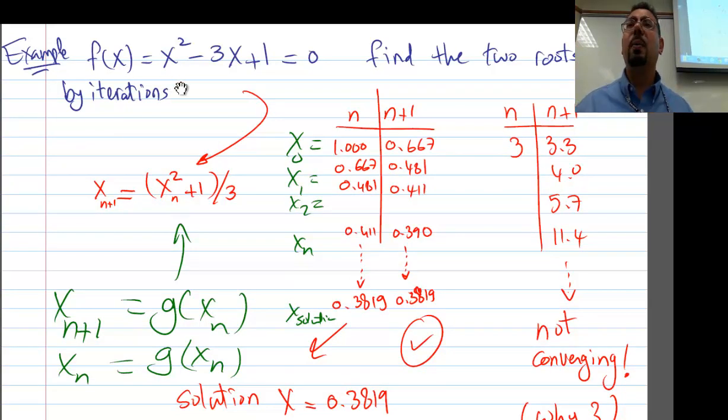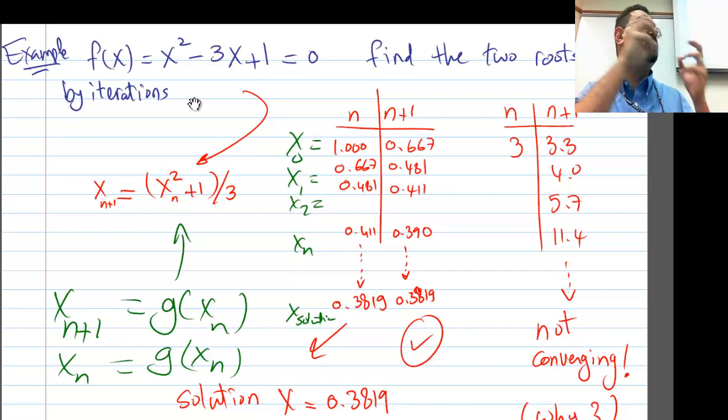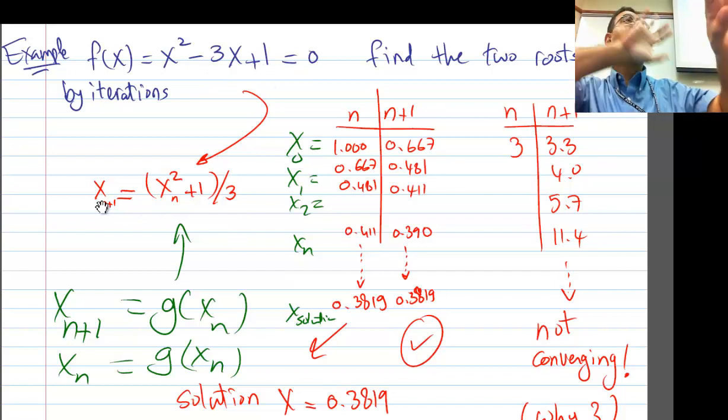Okay, so how can we write the function in the form x equals g of x? Well, you have two choices. You can get this x out or you can get this x out. Maybe it's easier to get this one. So you get this x out, that means you put it here. So it becomes x squared plus 1 equals 3x, or simply x squared plus 1 over 3 equals x. So x on one side, everything else on the other side.